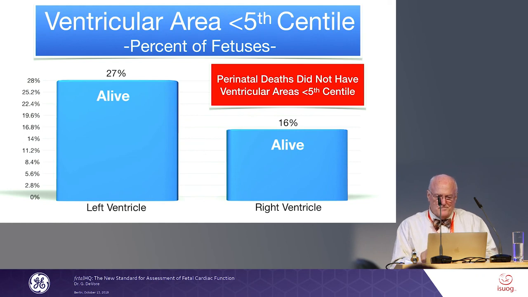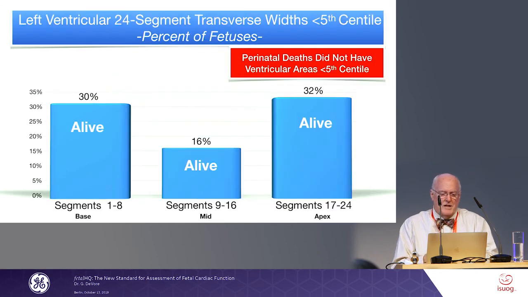However, if we looked at those who had left ventricular areas below the 5th percentile, that only occurred in fetuses that were alive. So smaller left ventricles were only present in those fetuses who did not die. We look at left ventricular 24-segment widths, another way of looking at the size of the chamber. The widths below the 5th percentile only occurred in those that lived, not that died. So these are the ones that were alive.